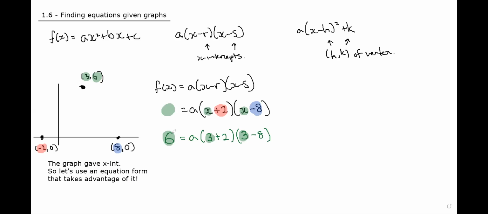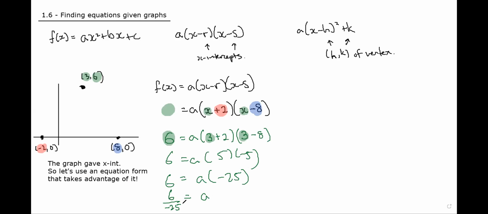And so, very quickly, I'm going to use 5, negative 5. So a is 6 times negative 25. A is 6 divided by negative 25. That's not a very pretty number. Don't blame me. Blame Claire.